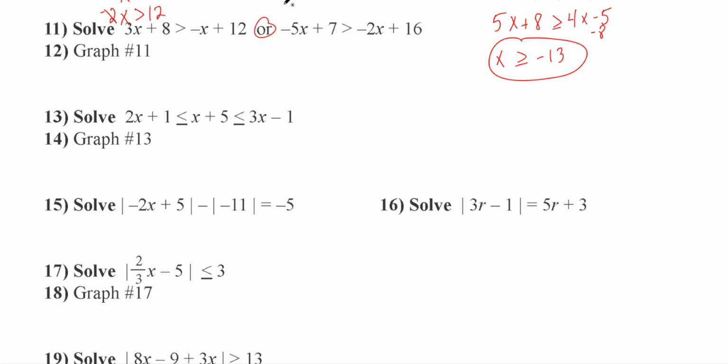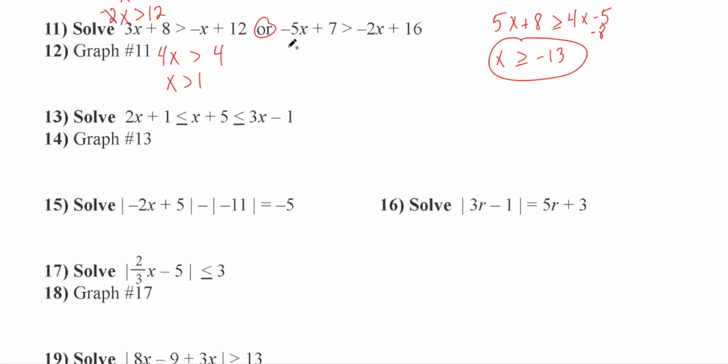So let's do this. You got an or right there. So here we go. Let's add an x to both sides. So what do we get? 4x. Subtract an 8 from both sides. We get a 4. Right? X is greater than what? 1.